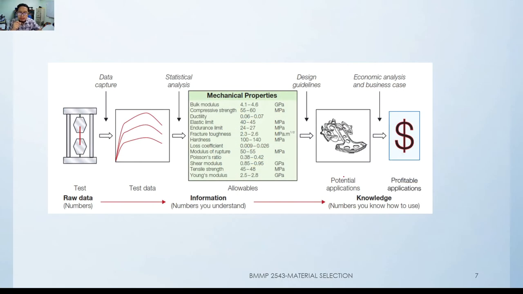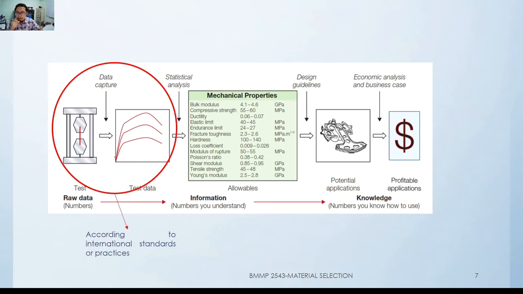So how do we get the data first? It is by testing. And this testing is according to international standard practices, either international ISO standards or the American Society for Testing and Materials, ASTM, or even local regional testing standards, for example our own Malaysian standards, or the European standards, or even the German DIN standards. So these are different standards that are available for how to collect and capture data.